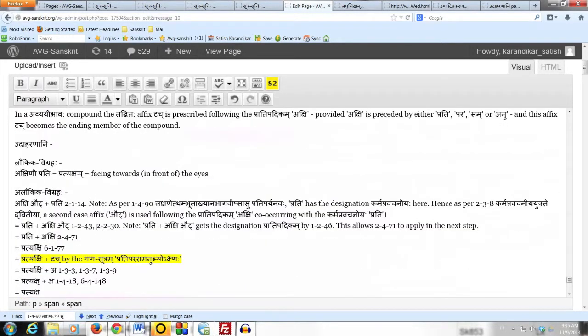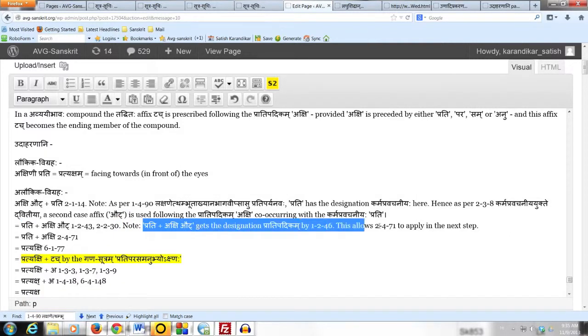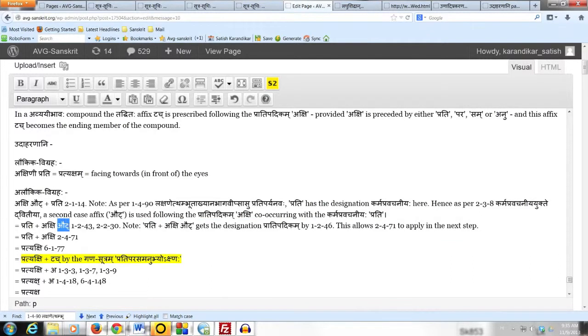Now Prati plus Akshi au gets the designation Pratipadikam by 1-2-46, which in turn allows us to apply 2-4-71 Supo Dhatu Pratipadikayoho to perform the luk elision on the sup affix au, which is inside the Pratipadikam. So we get Prati plus Akshi. Then 6-1-77 Iko Yanachi gives us Pratyakshi.